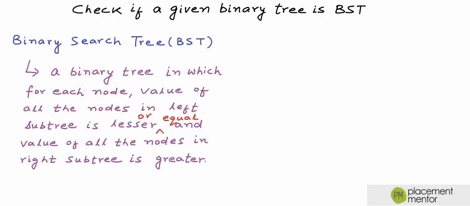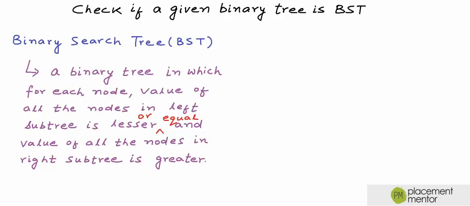Binary search tree, as we know, is a binary tree in which for each node, value of all the nodes in left subtree is lesser, and if we want to allow duplicates, we can say lesser or equal, and value of all the nodes in right subtree is greater.